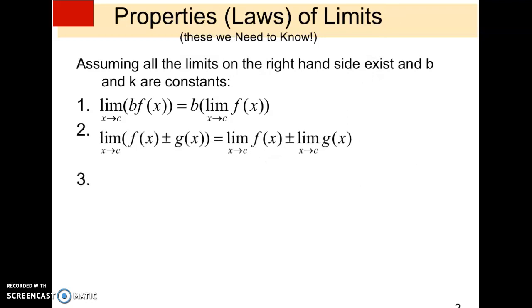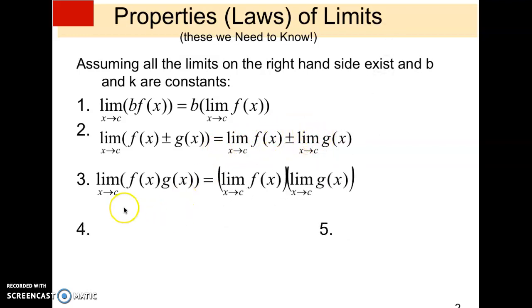Property number two is again intuitive. It says the limit as x approaches c of the sum or difference of two functions, so a function added to a function or subtracted from a function, is equivalent to the limit of the first function plus or minus the limit of the second function. Or in words, the limit of a sum or difference is equal to the sum or difference of the limits.